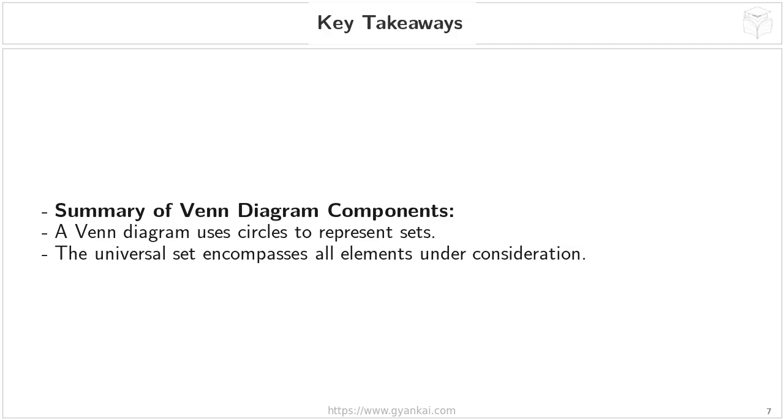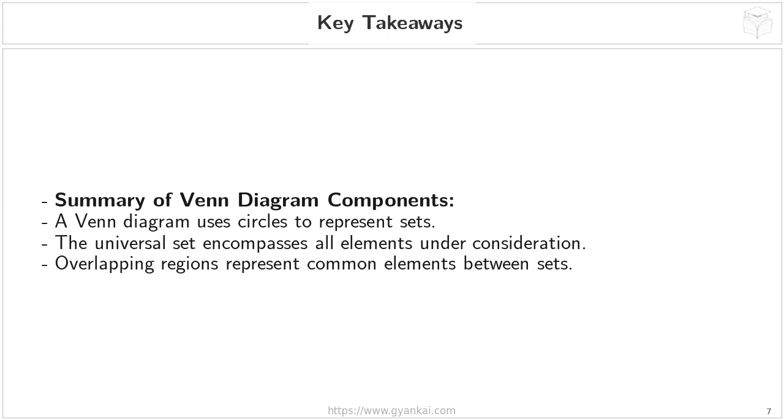Next, the universal set encompasses all elements under consideration. Think of the universal set, we often call it U, as the big box around everything we're interested in. It contains all the possible things we might be dealing with in a particular problem. It's the context for our sets.